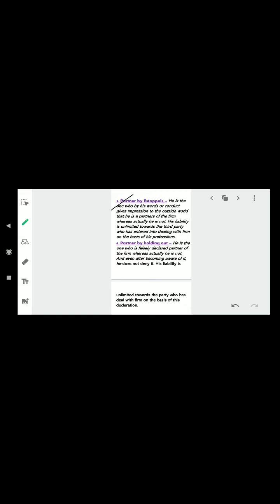The next is partner by holding out. It is the same as partner by estoppel or holding out. He is the one who is falsely declared a partner of the firm, whereas actually he is not. And even after becoming aware of it, he does not deny it. His liability is unlimited towards the party who has dealt with the firm on the basis of his declaration. Partner by estoppel and partner by holding out are the same.